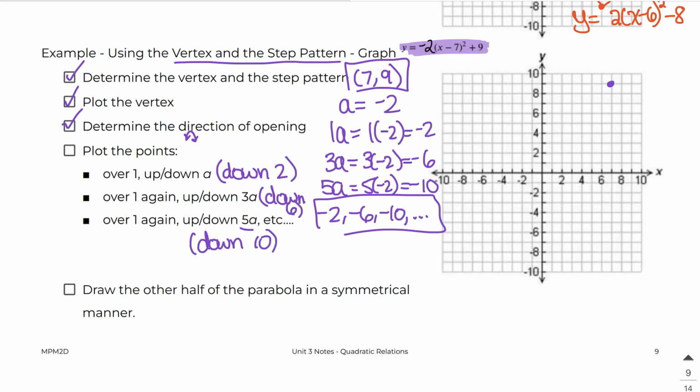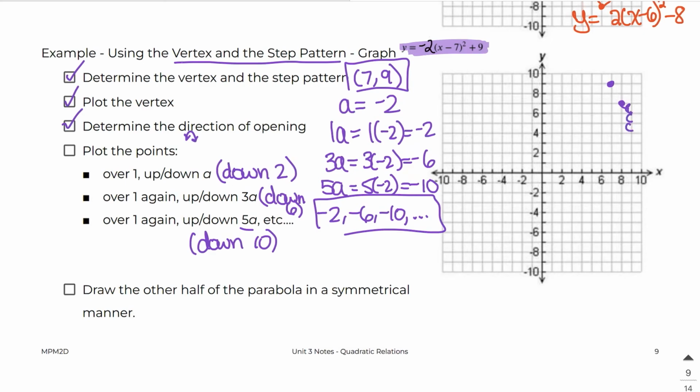How do I know it's down? Because it's a negative. So let's go ahead and do that. So I'm going to go over 1. And then I'm going to do these little squiggly lines so you can see what I'm talking about, but then I'm going to get rid of them. So I'm going to go over 1, and then I'm going to go down by 2. And this is where my next point is. And then from here, I'm going to go over 1 and then down by 6.